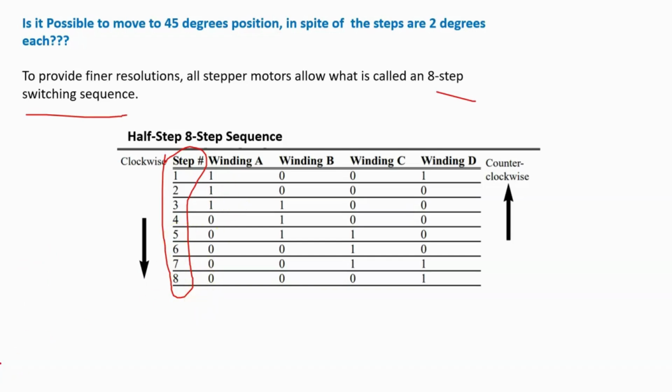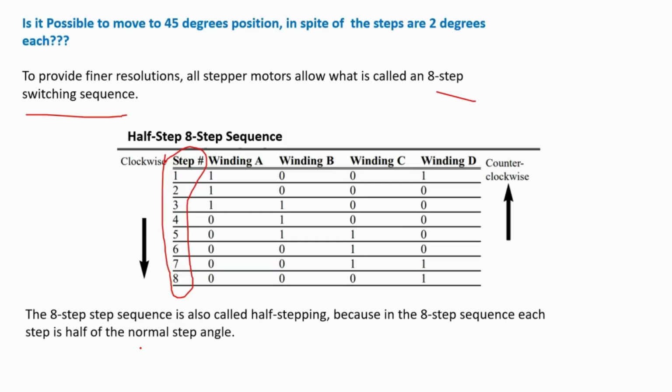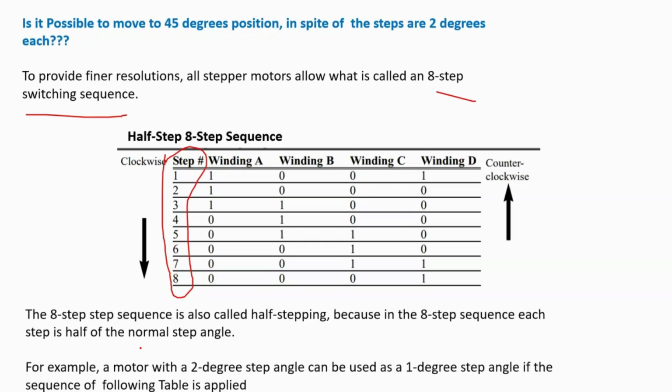That is, for the 4-step sequence, we were able to move the stepper motor 2 degree, then 4 degree, 6 and 8, 10, 12 and so on. We were not able to move for 1, 2, 3, 4 degrees, that is, up to 1 degree. But with the help of this 8-step sequence, we can move the same stepper motor, which was originally of step angle 2, even up to 1 degree precision. That is, we can move it for 1 degree, for 3, 4, 5, 6 and so on. So this is the major advantage of the 8-step sequence. For example, we have discussed the 2 degree step angle. Now it will be controlled up to 1 degree step angle.